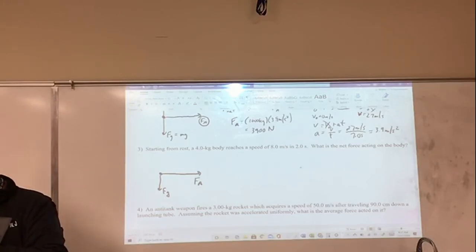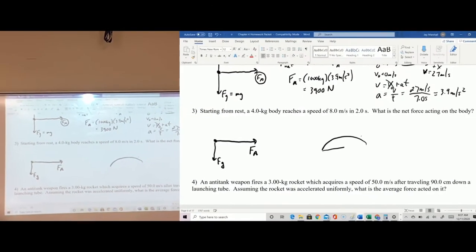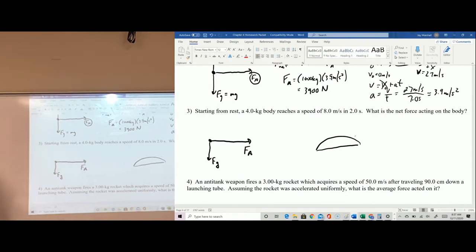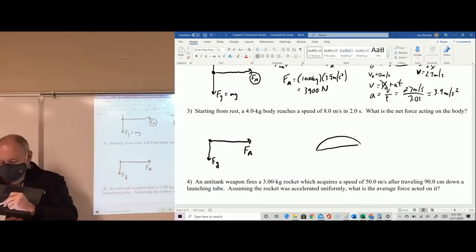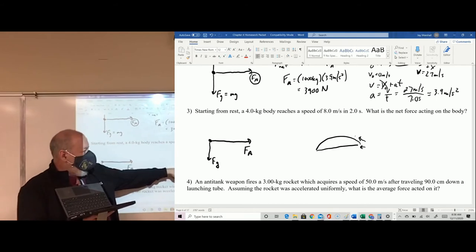Okay? So what happens, and you don't need to write this down, but if I've got an airplane wing here, that's not a good enough drawing. So if I have an airplane wing here, you know that the airplane wing is curved on the top and more flattened on the bottom, right? Okay, so if I'm flying through the air, particles are going to go this way over the top, or they're going to go this way underneath the wing, right?